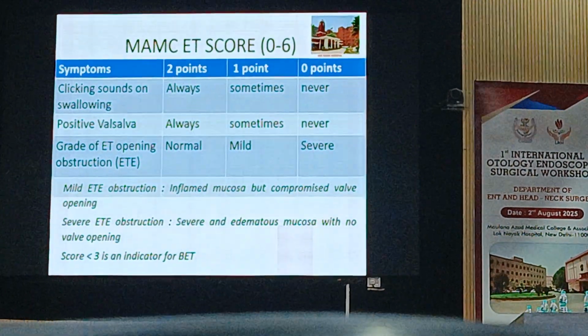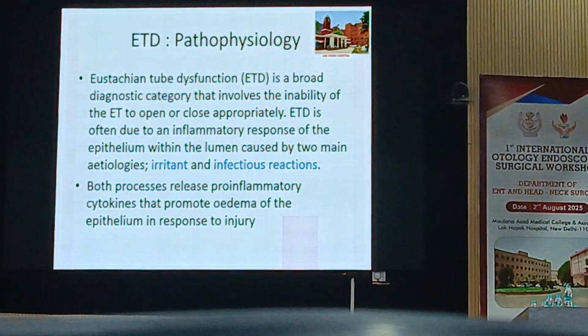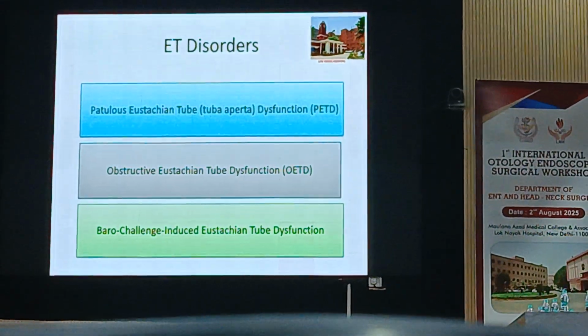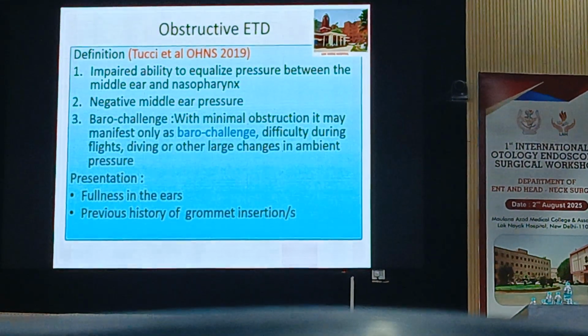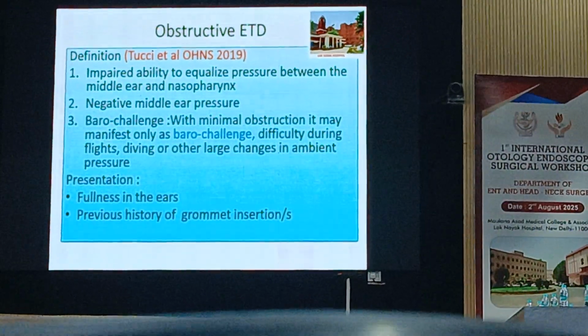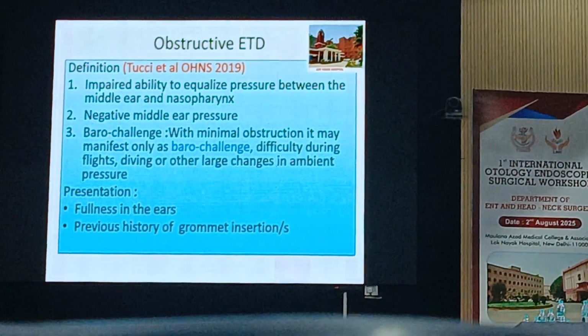If the score is less than 3, that's an indicator for a balloon Eustachian tuboplasty. Right? So there are three types of pathologies: patulous, obstructive, and baro-challenge. According to the definition, the obstructive type is that you cannot open the Eustachian tube, and in baro-challenge the opening is wide.